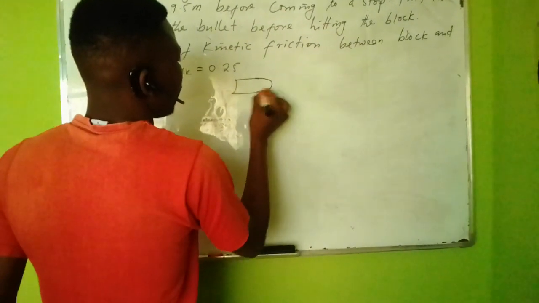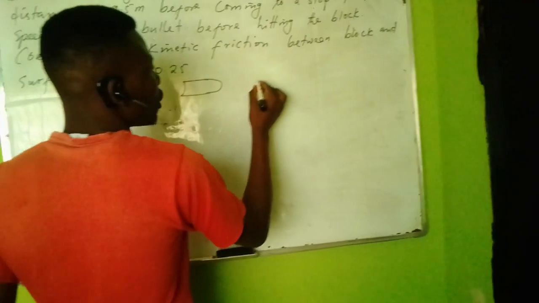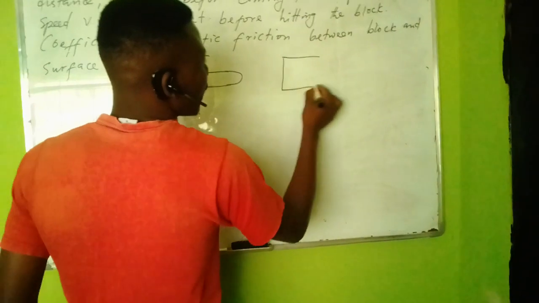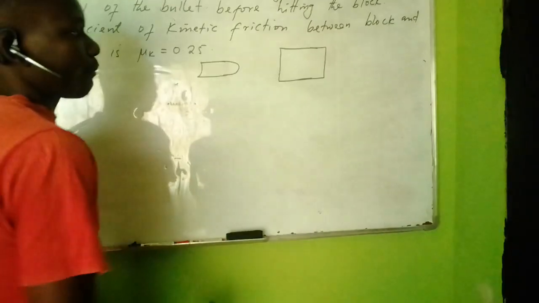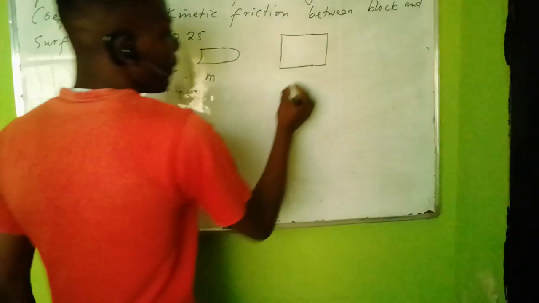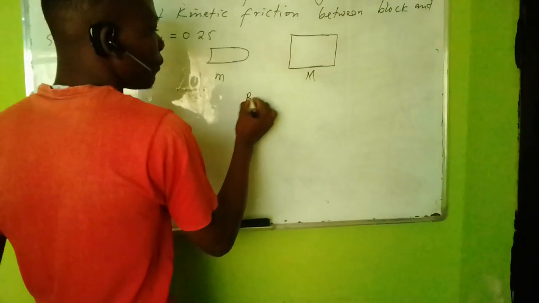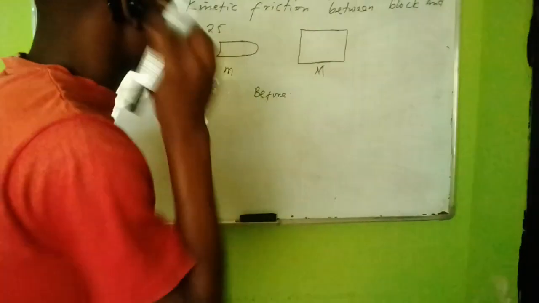Okay, so I'll just try to illustrate something here, a quick one. So let's say a bullet has been fired in that direction and is moving in that direction, and you have something like a block that is stationary here. Okay, so this is a bullet of mass m and a block. This is before. Okay, I just want you to get the concept that is happening.